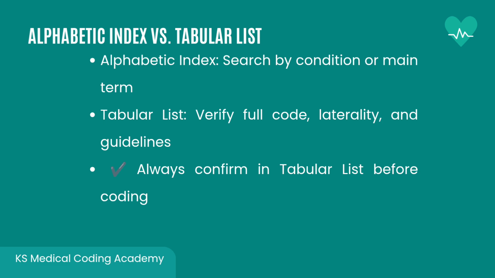Alphabetic index versus tabular list. Always start in the alphabetic index to find the condition, but never stop there. Verify the code in the tabular list. The tabular will guide you on laterality, exclusions, and if a 7th character is required. The exam often tests your knowledge of this step.